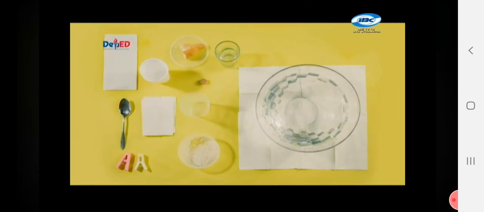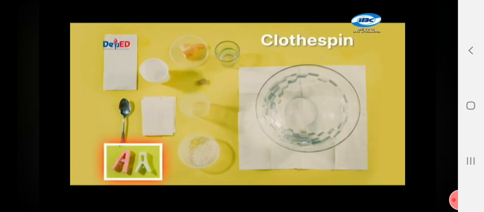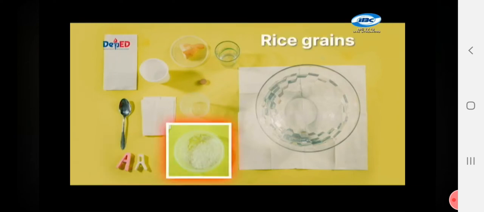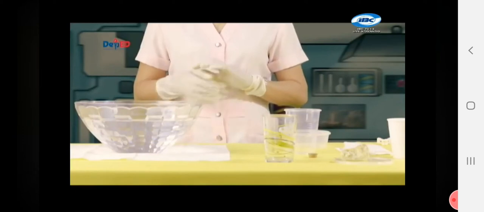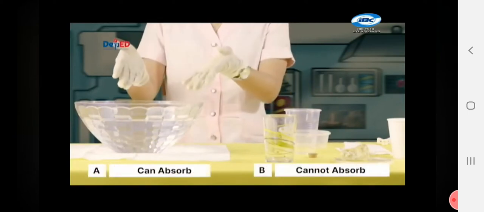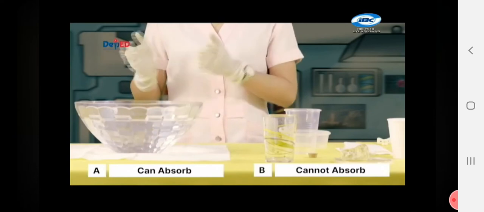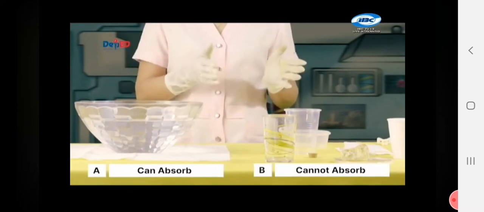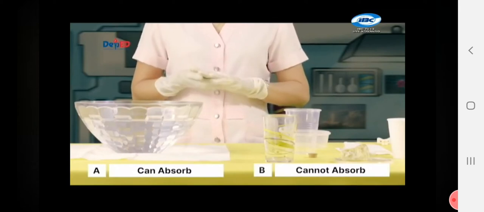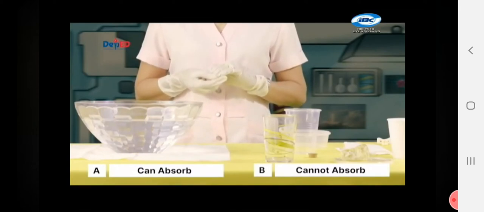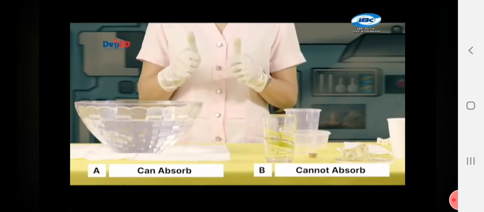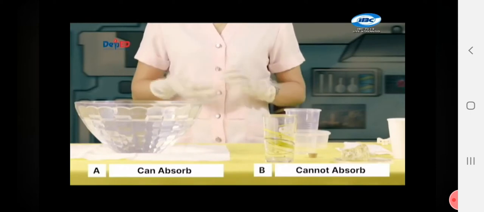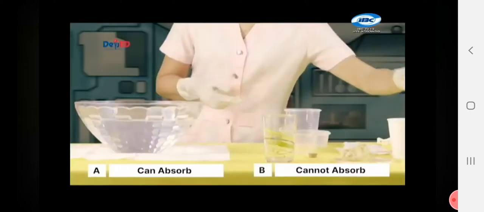tissue paper, plastic cup, cork, clothespin, and rice grains. I will be soaking each material into the water. Classify whether the material can absorb water or not. Write the materials in the appropriate column. Are you ready? Thumbs up if you are ready. Great! Our first material is a paper towel.